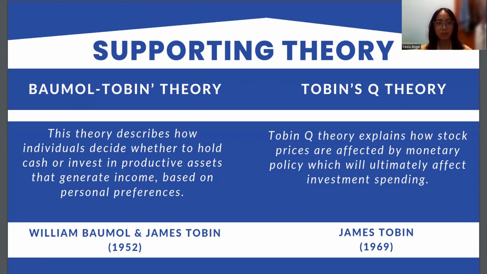The next one is the Baumol-Tobin theory. This theory describes how individuals decide whether to hold cash or invest in productive assets that generate income based on personal preferences. This theory is from William Baumol and James Tobin from 1952. The next theory is Tobin's Q theory. Tobin's Q theory explains how stock prices are affected by monetary policy, which will ultimately affect investment spending. It's from James Tobin, 1969.